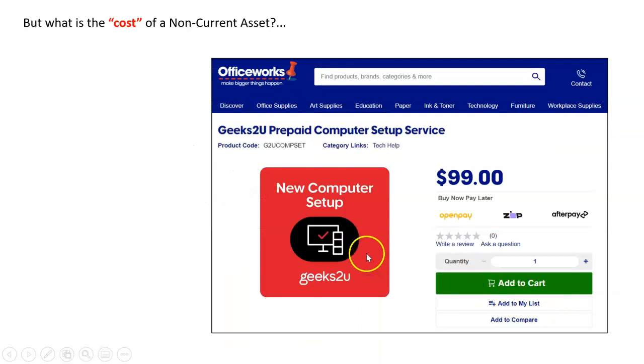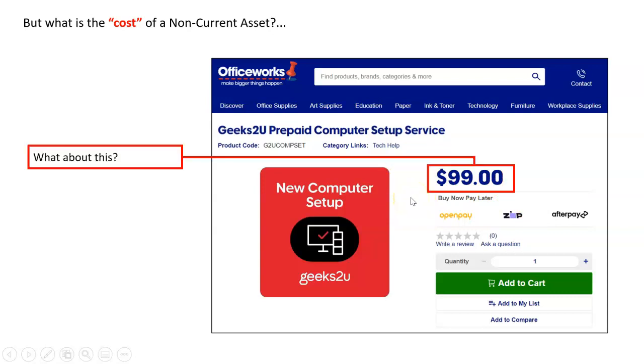Maybe a lot of people who get a laptop don't know how to set it up. So you can actually pay Officeworks through another company called Geeks to You. You pay $99 and they'll come and set up your computer for you. And it's like an ongoing service too, if it breaks down. So that's a pretty good idea. Is that part of the cost? So we've got a few things to worry about there.